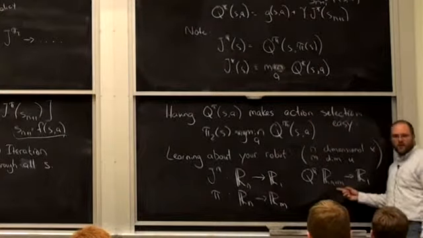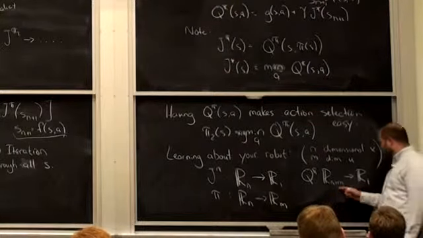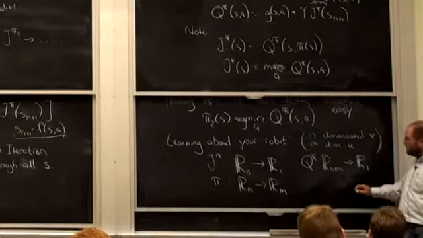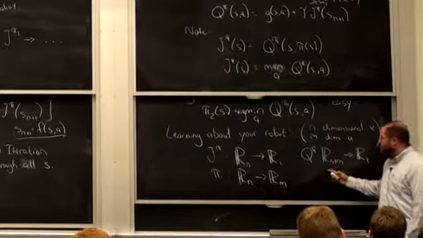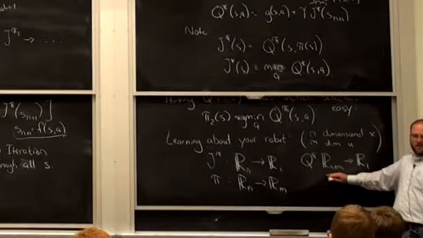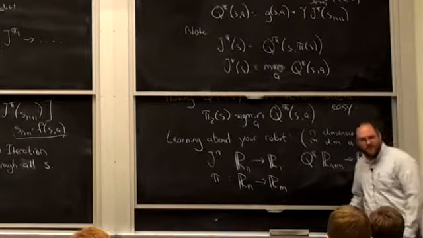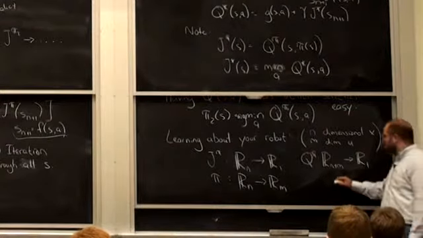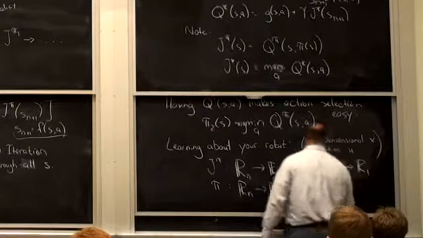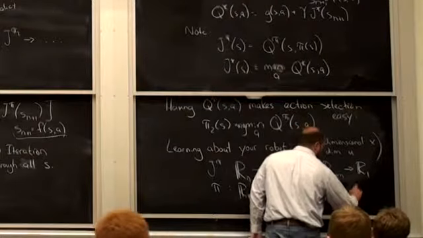Now I've suddenly got to learn something over the state and action. And for grins, what would it be to learn a model of the system? If I wanted to use this idea, what's that model? Yeah, right. So F, mapping N plus M to R N.